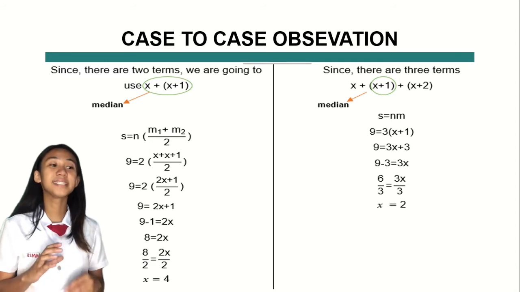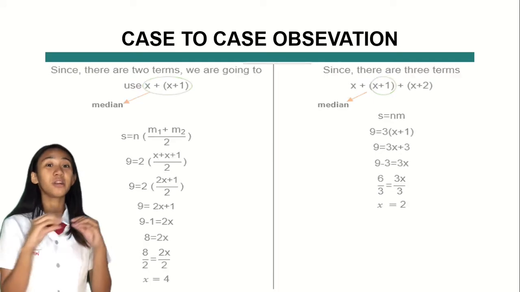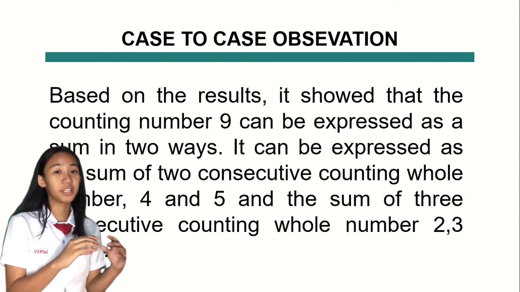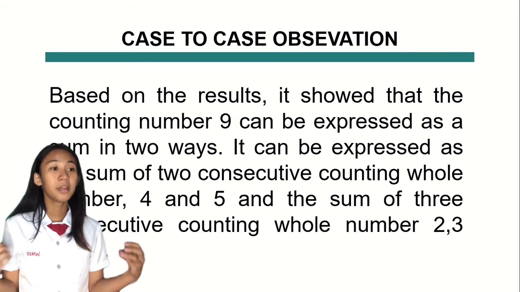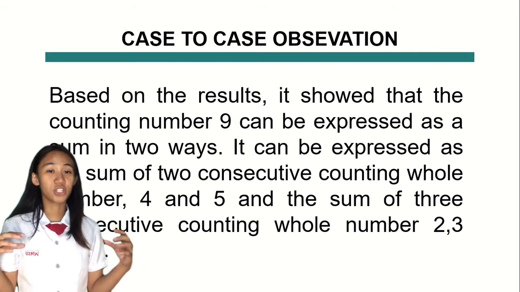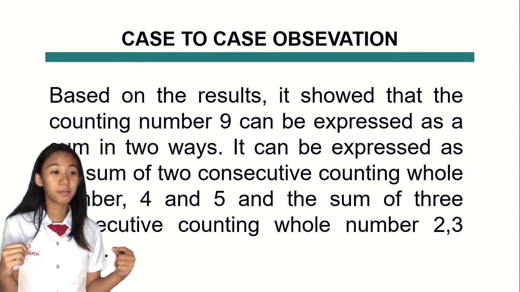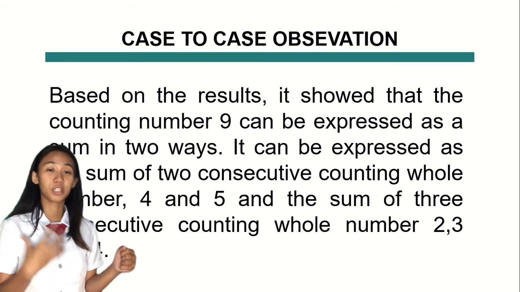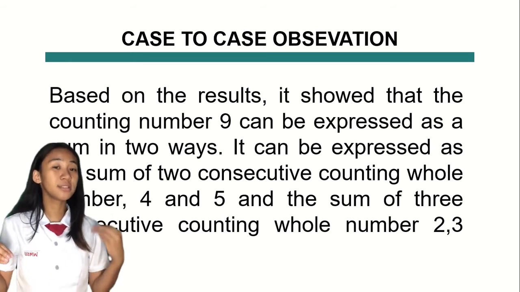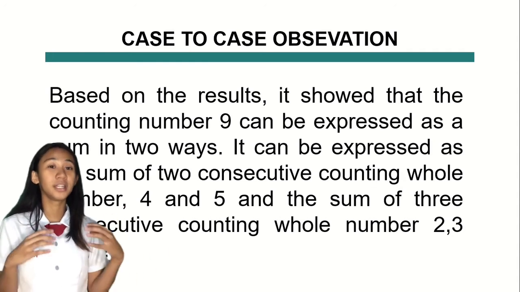Therefore, we can say that 9 can be expressed in 2 terms and it can also be expressed in 3 terms since their x's are whole numbers. But if their x's are fraction, decimal, 0, or a negative number, therefore it cannot be expressed in that specific number of terms since we are just focusing on counting numbers and it does not include negative numbers.